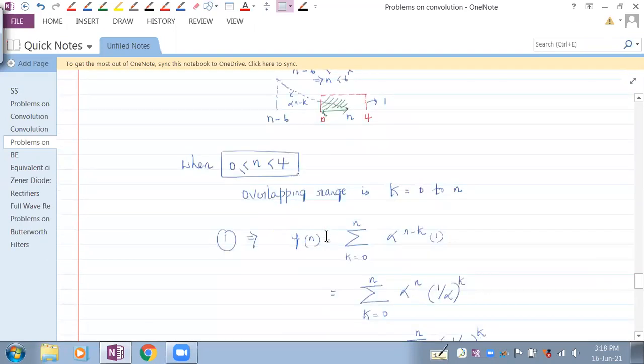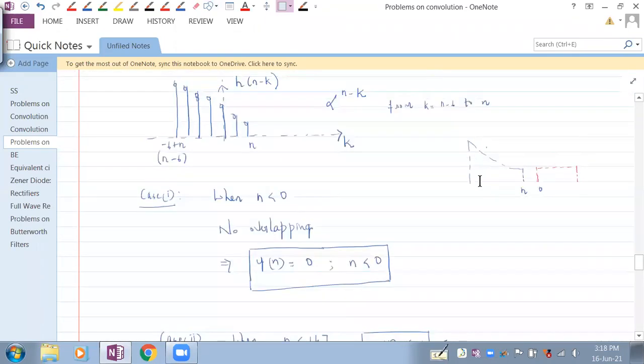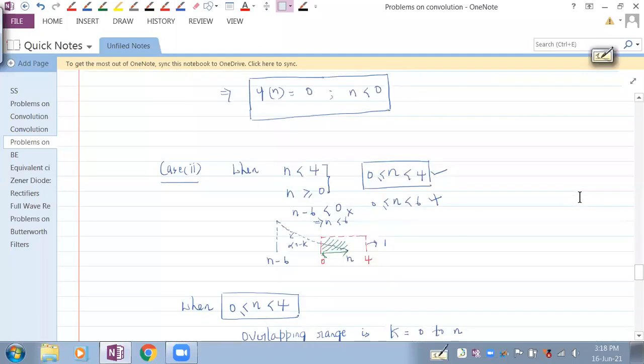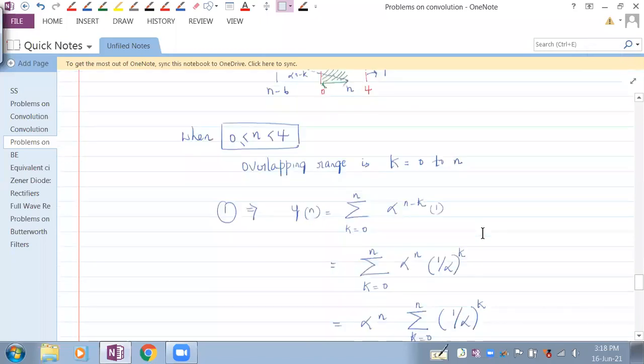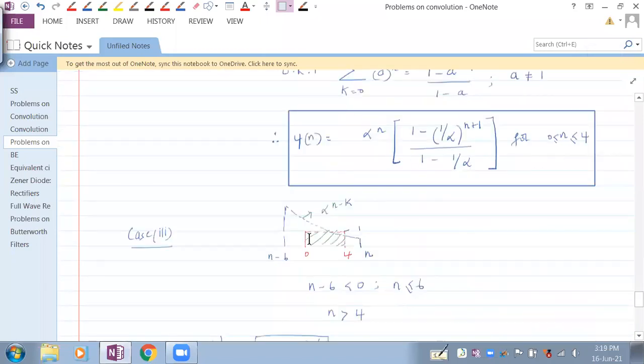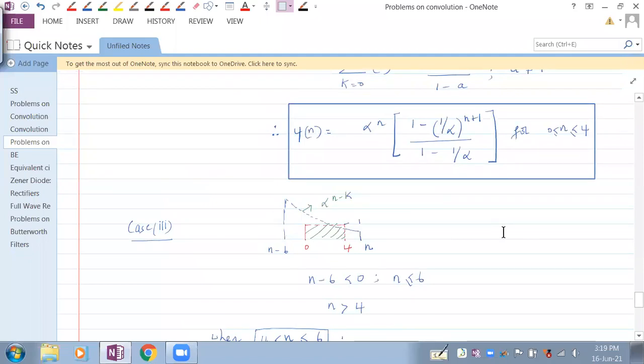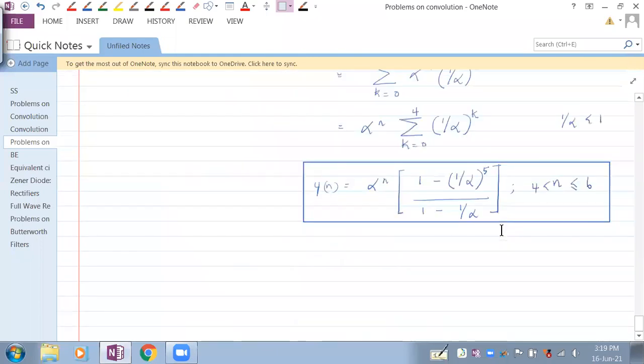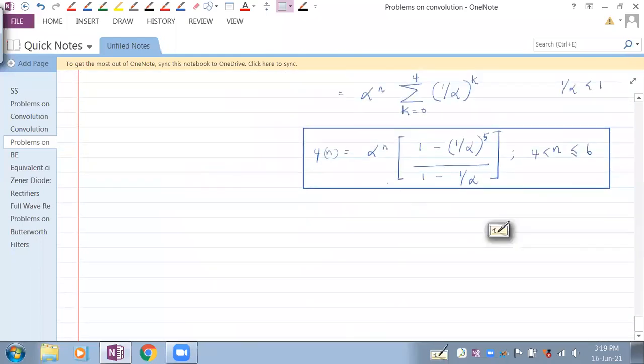See, to begin with, this was the case when n is less than 0, and this is n minus 6. This is 0 to 4. This is the first case when there was no overlapping. Second case, there was overlapping, and this was how the overlapping was. Now this moving signal, this blue signal, moved further and became like this. And this blue signal will continue to move. So when that blue signal continues to move, we will have case number 4 as this.